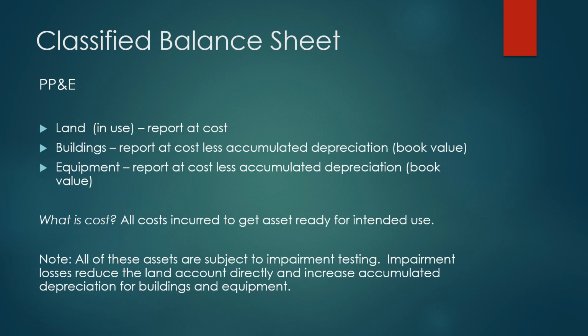So we do want to note that all of these assets are subject to impairment testing. If there's an impairment loss on the land, it's going to decrease the land account directly, and if we have an impairment loss on building or equipment, it would increase the accumulated depreciation account.